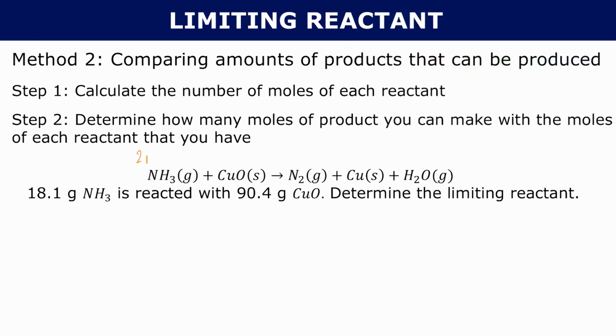It's 2NH3 plus 3 copper oxide produces nitrogen gas plus 3 copper solid and 3 water gas. Let's quickly do the first step again.